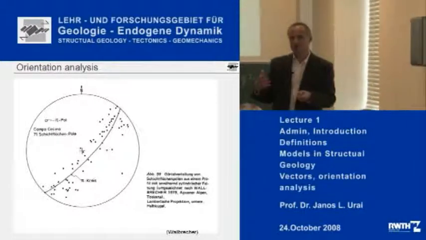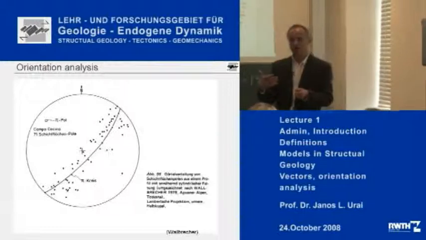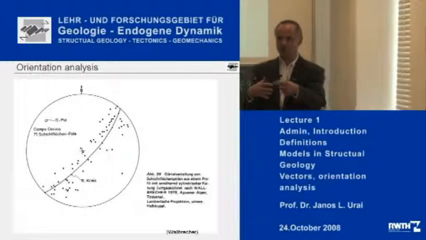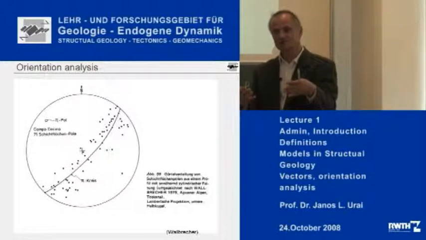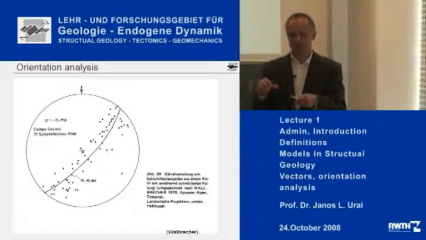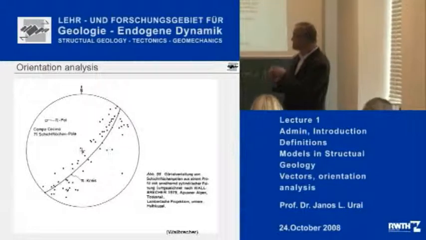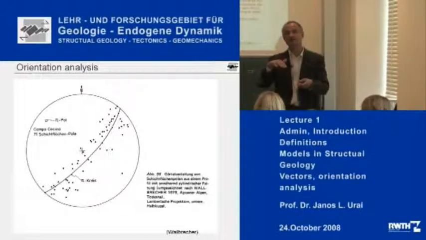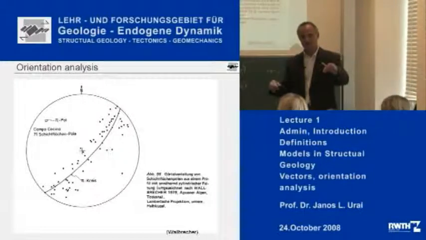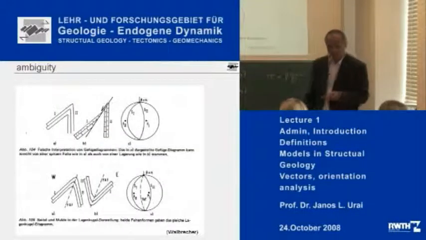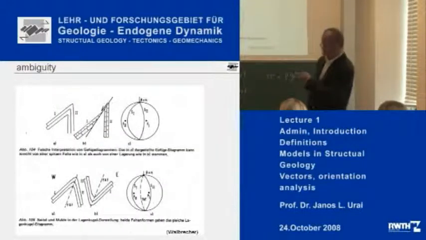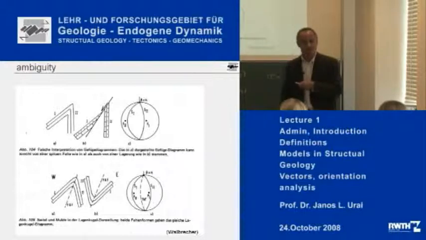Now, stereo nets are very useful because they allow you to analyze certain geometries. But one thing that they do is they take away the spatial information. So in this particular stereo net, I don't know where the data come from. Everything is plotted in one net. So this structure here and this structure will give you exactly the same stereo net data.